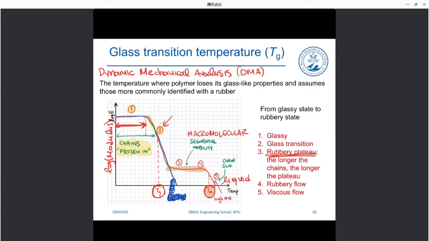So if we have short chains, it is going to be easier for these to disentangle. If we have longer chains, there are more entanglements, and that leads to a longer rubbery plateau, okay? And after they completely disentangle, we go on to section number 4 in the graph, which is the rubbery flow. And then after the rubbery flow, we have a complete slippage between the chains. And then the polymer transforms from a solid to a liquid after passing through the melting point. Okay? That is a modulus versus temperature graph for a semi-crystalline polymer.